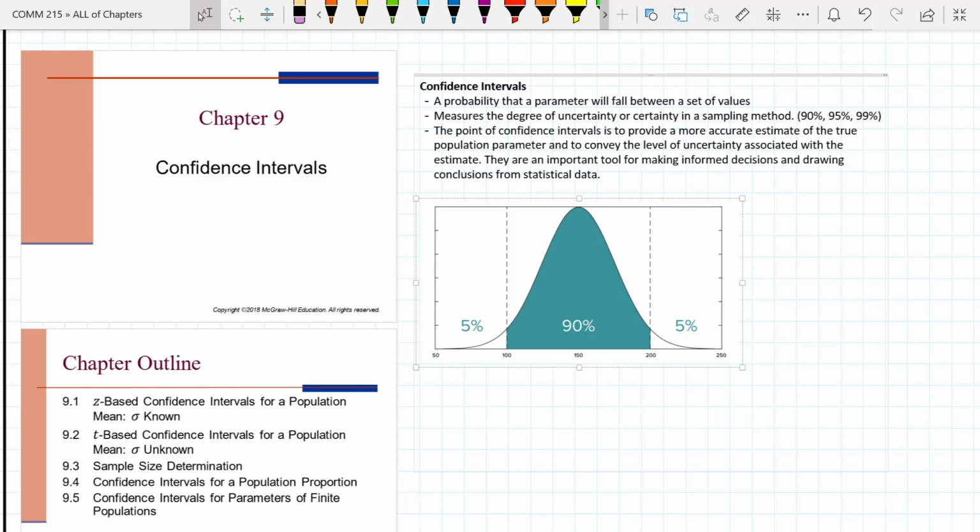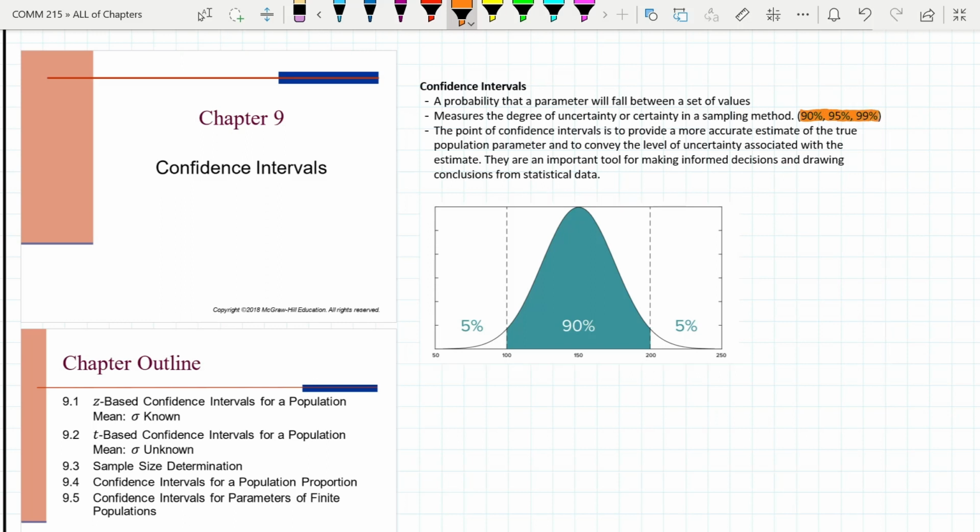So let me get my highlighters out here. And so the confidence intervals measures the degree of uncertainty or certainty in a sampling method. So normally we would use 90, 95, or 99%. So in the example right here on the bottom, you can see that we are using a 90% confidence interval.